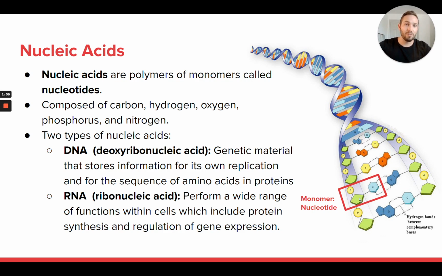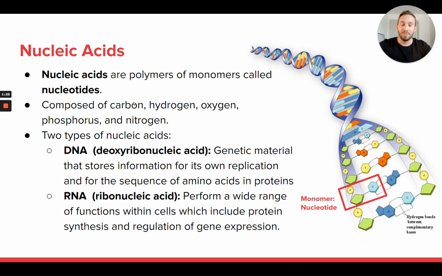So the monomer, the repeating subunit found in nucleic acids, are called nucleotides, which is this piece right here, which we'll look at more closely in a second, but it's this guy bonded to itself over and over and over again.